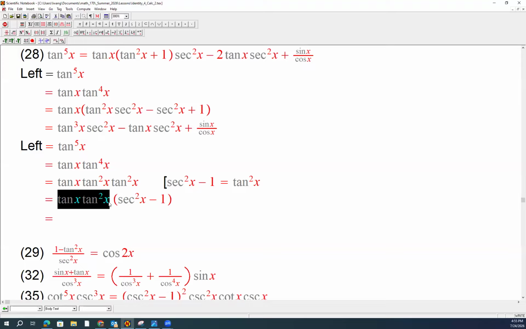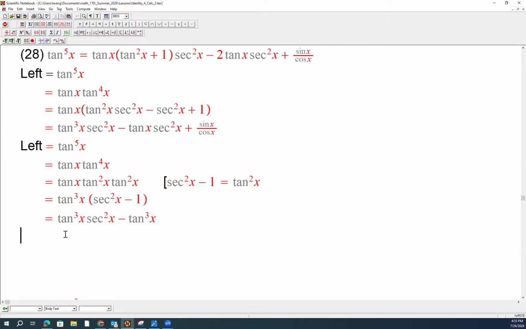Like this piece, I may just as well write tangent to the power 3 multiplied by secant squared, and then minus tangent x to the power 3. So this part is ready. This part is actually done. And the next piece, I'm going to keep this part.